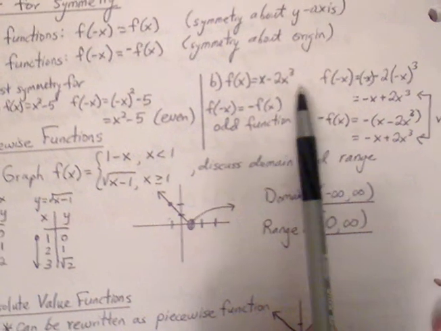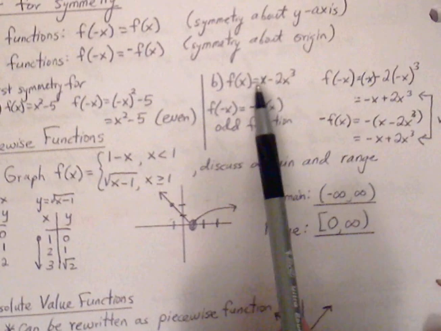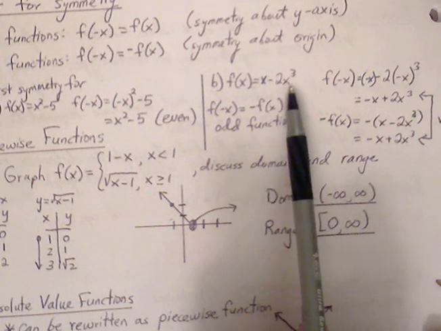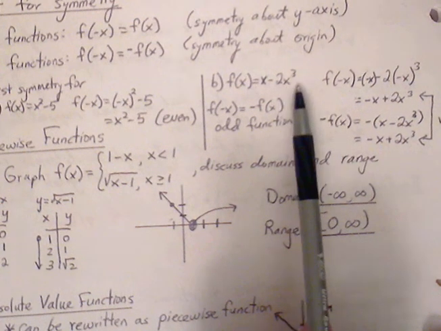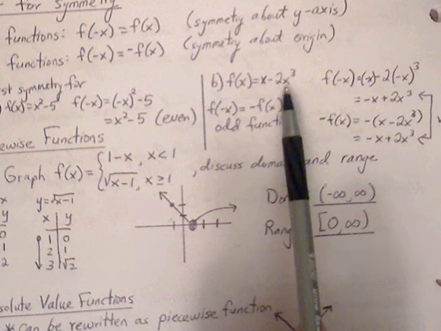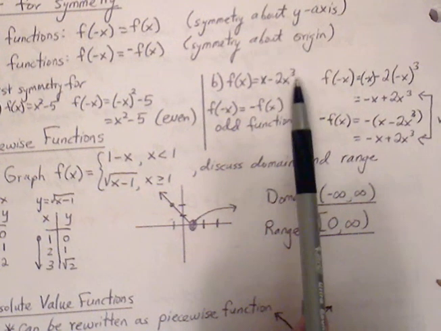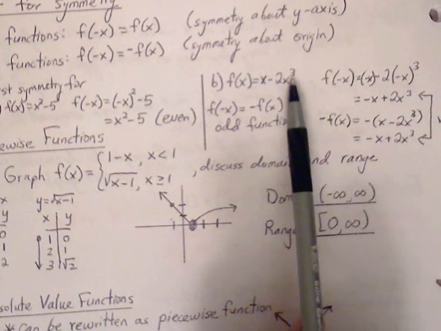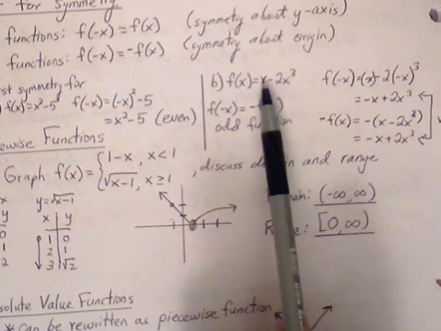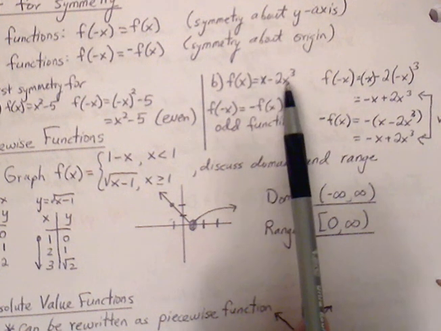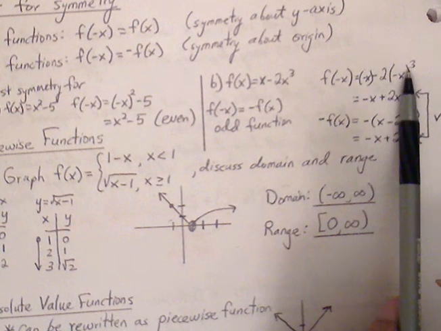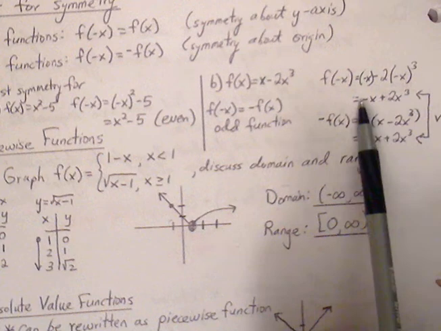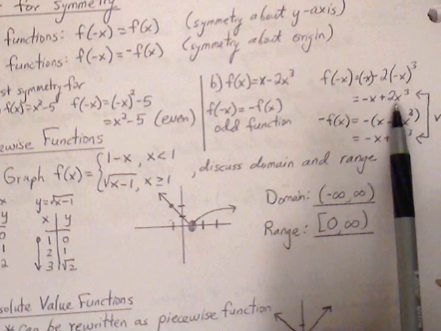We know that this won't be an even function because if I replace x with negative x, the negative will still be there. It will not cancel out because we have an odd power. But if I replace each x with negative x, we can test to see if this is an odd function. So negative x minus 2 times negative x cubed, and this will reduce to negative x plus 2x cubed.